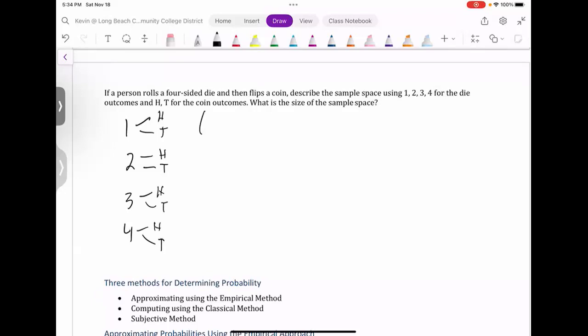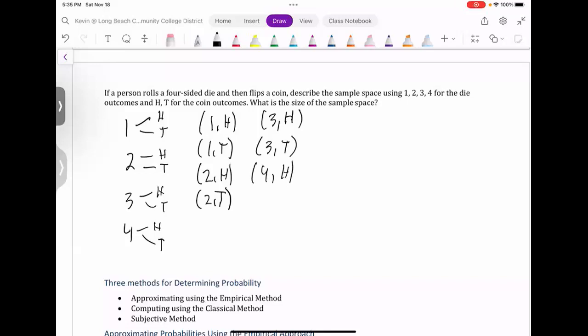And let's write out the sample space again. 1 heads, 1 tails, 2 heads, 2 tails, 3 heads, 3 tails, roll of 4 and a heads, roll of 4 and a tails. And you can see once again, our sample space in this case is n equals 8.